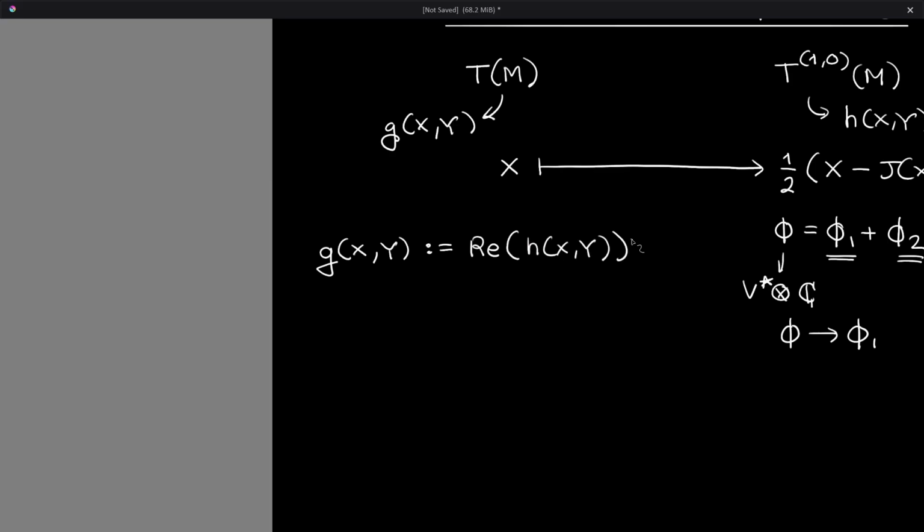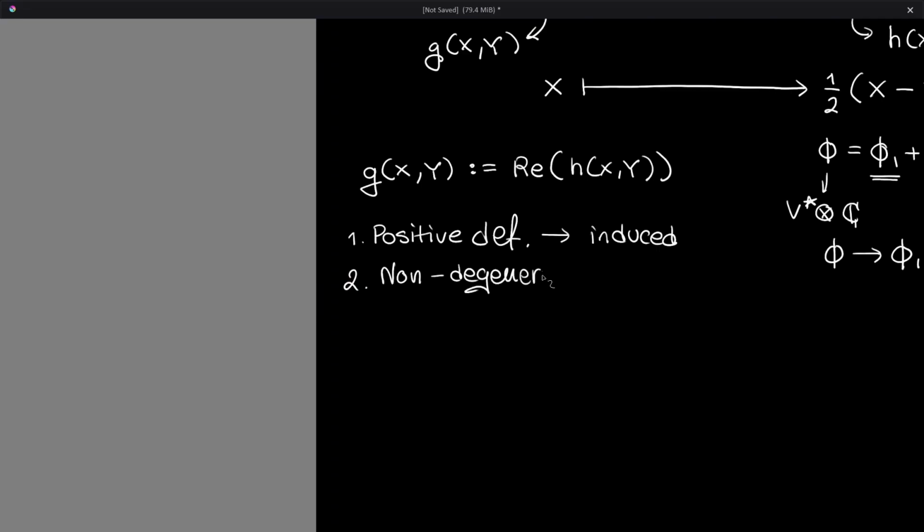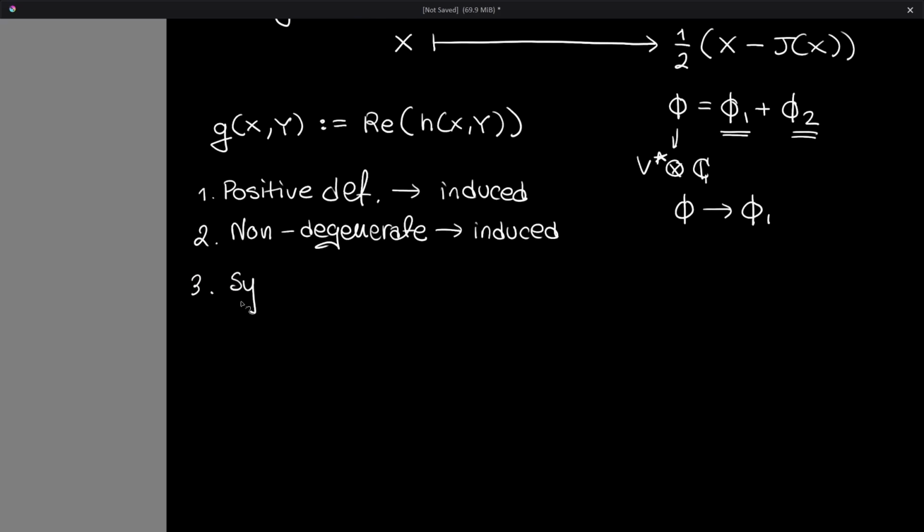And now, this is just a function. How do we know that this is a Riemannian metric? Well, we have to prove that it satisfies the properties of a Riemannian metric. Number 1, it has to be positive definite. This is induced from the fact that the Hermitian metric is positive definite. Number 2, it has to be non-degenerate. This is also induced from the fact that the Hermitian metric is non-degenerate. And number 3, it has to be symmetric. So let's prove that.